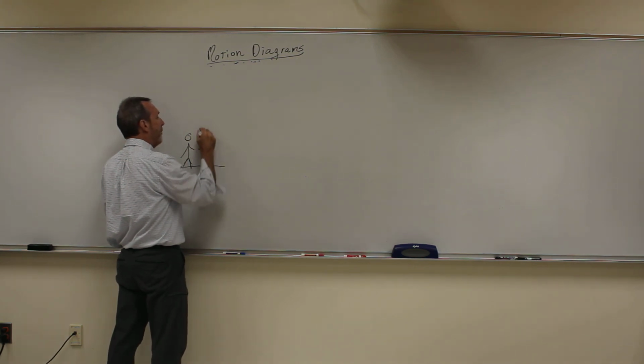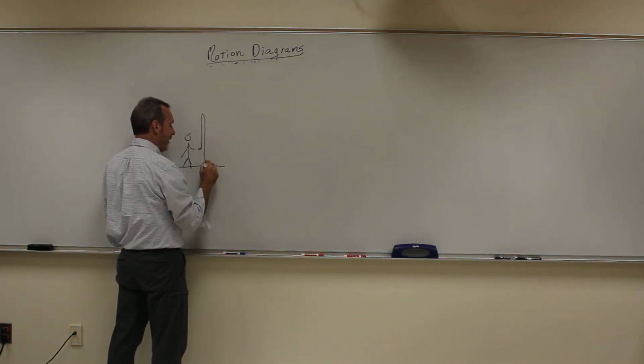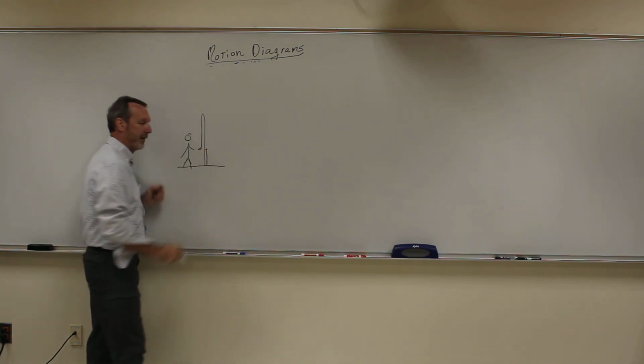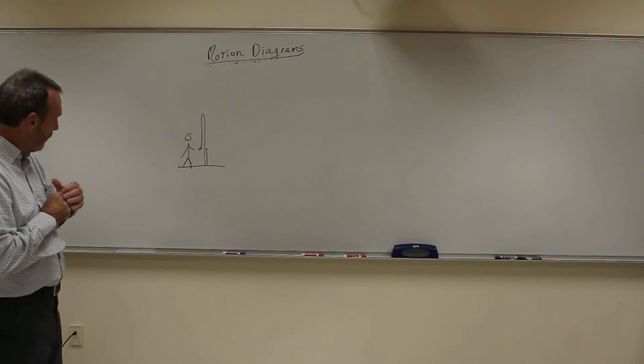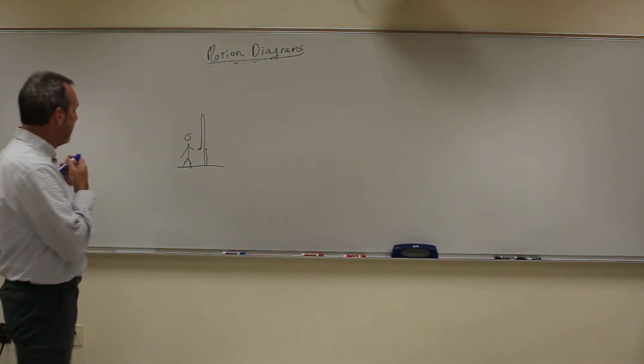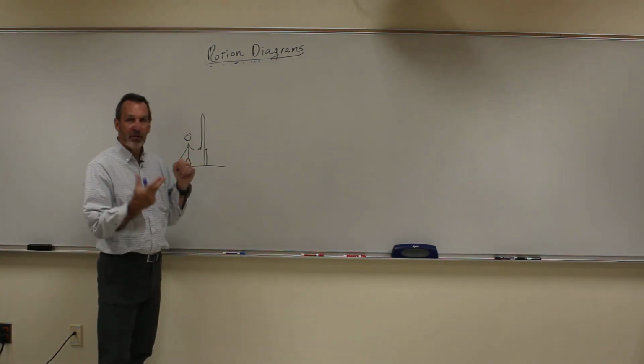I'm going to throw a ball up in the air, let it come down, it's going to bounce back up, and I'm going to catch it in my hand. So I'm going to do a motion diagram for that. I'm going to do a motion diagram right after it leaves my hand.